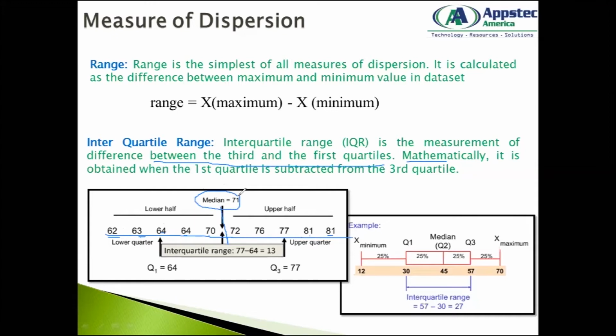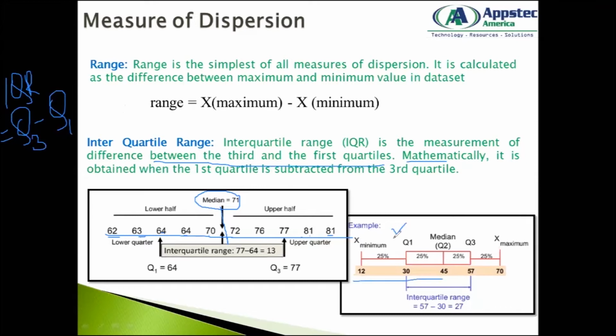Now, your interquartile range calculation, the simplest formula of IQR, is Q3 minus Q1. Now, what are my Q3 and my Q1? Beyond the median value, if you see this diagram, it will explain the Q3.